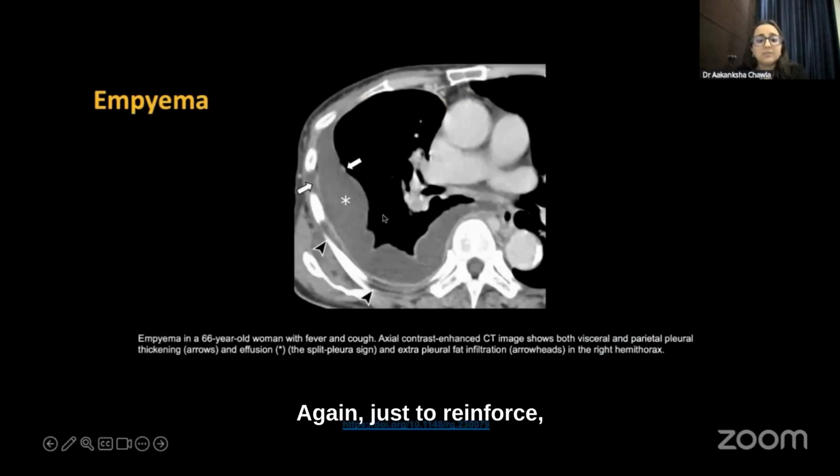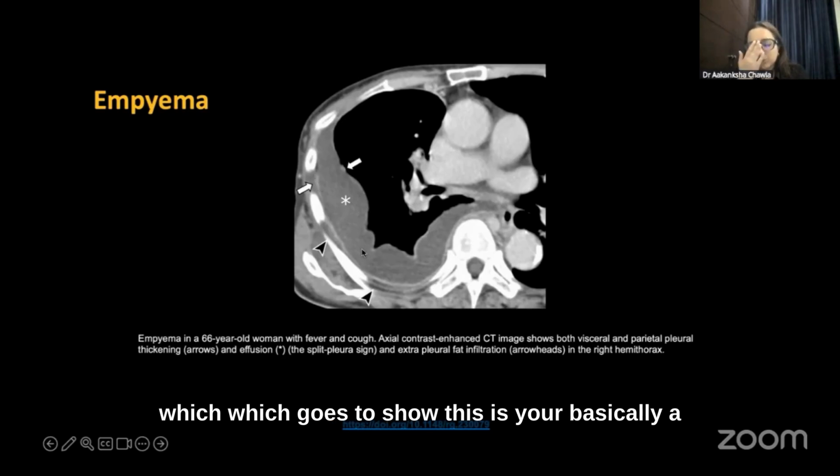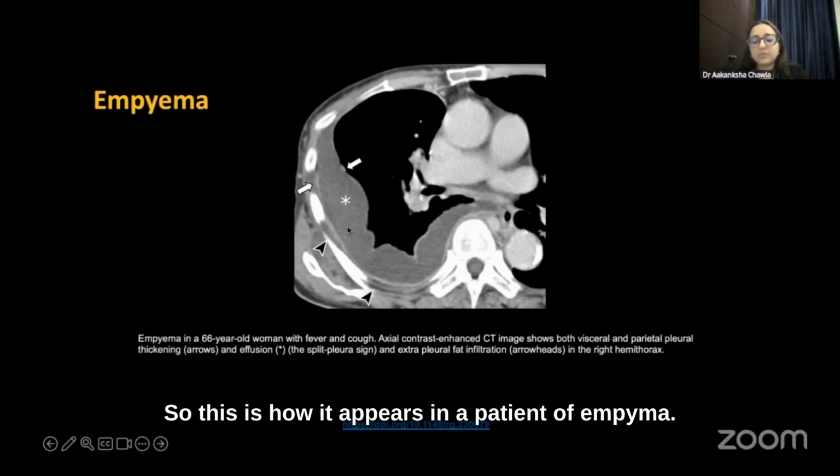Again, just to reinforce, if you can see over here, both the pleurae are thickened. There is presence of effusion. There's also some extrapleural infiltration, which goes to show this is basically a split pleura sign in a patient with empyema. So this is how it appears in a patient with empyema.